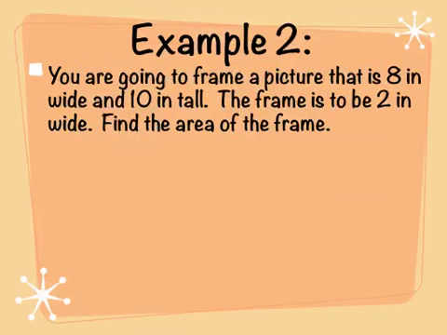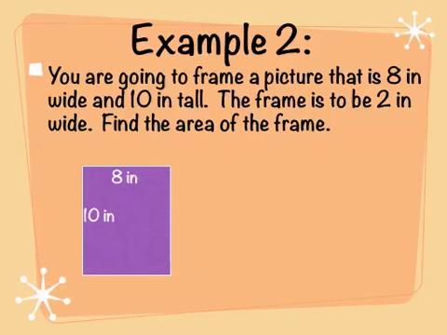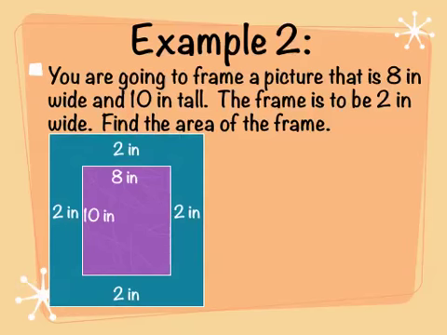Example 2 says you are going to frame a picture that is 8 inches wide and 10 inches tall. The frame is to be 2 inches wide. Find the area of the frame. So we're going to start with a picture that's 8 inches wide and 10 inches tall, and we're going to draw a frame around it. Remember, it tells us in the problem that we have a 2-inch wide frame. So it's 2 inches on the top, 2 inches on the bottom, 2 inches on the left and the right.